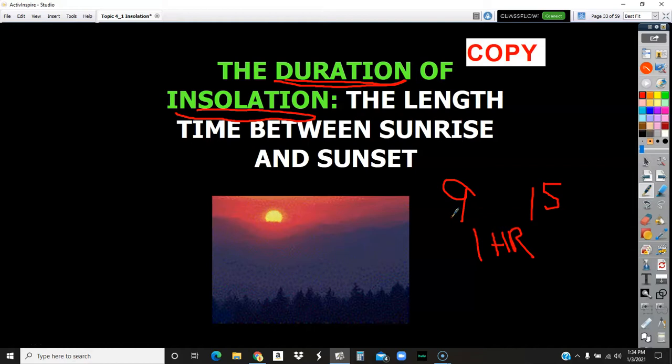Right, when we get to St. Patrick's Day in March, now it's not getting dark till 6:30, 7 o'clock. Right, the days start to get longer. We gain about an hour a month until we hit our peak in June. So duration of insolation is just how long is the sun up? How many hours and how many minutes of daylight do we have? Time from sunrise to sunset.